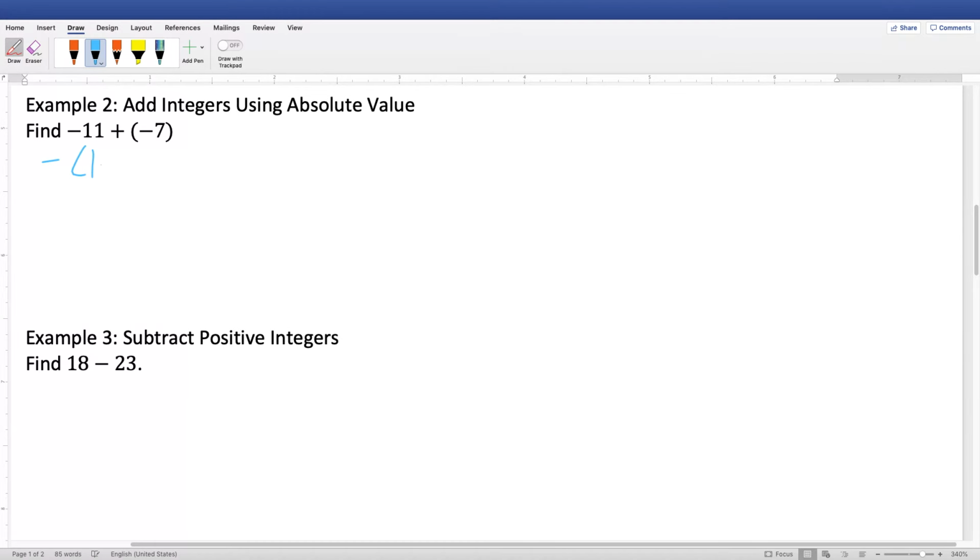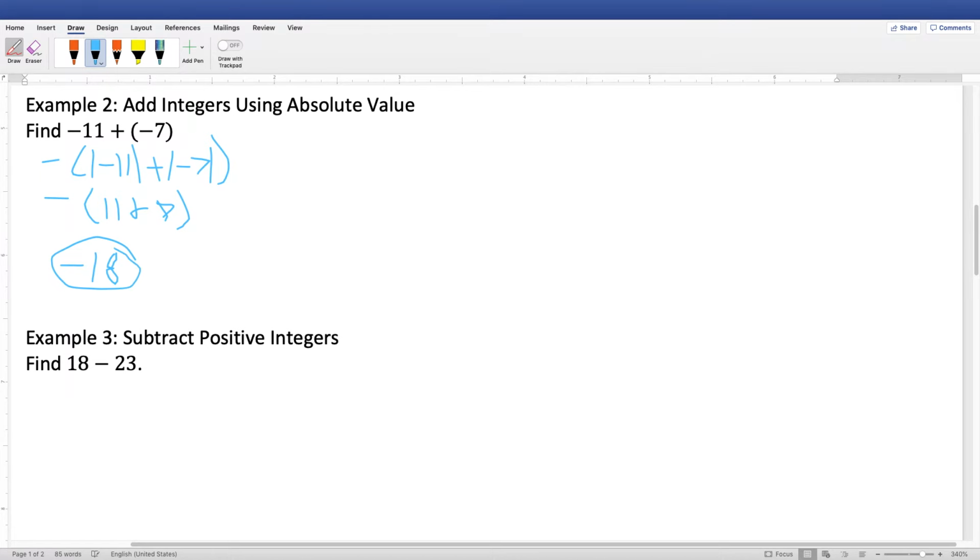Then we're going to take the absolute value of negative 11 plus the absolute value of negative 7, and simplify it. What is the absolute value of negative 11? 11. So I have negative parentheses 11 plus, what's the absolute value of negative 7? 7. What is 11 plus 7? 18. So my answer is negative 18.